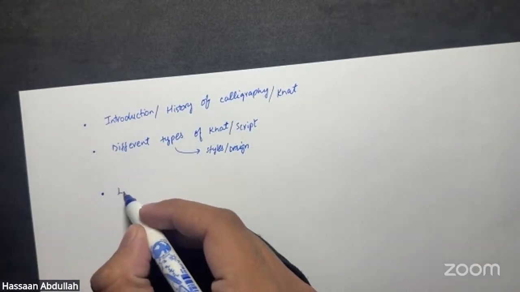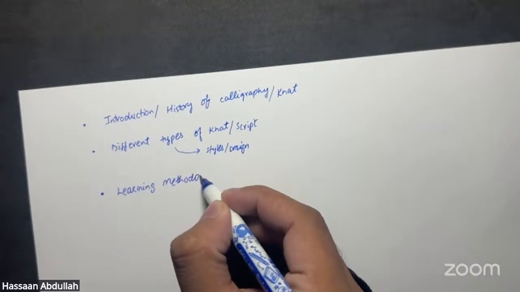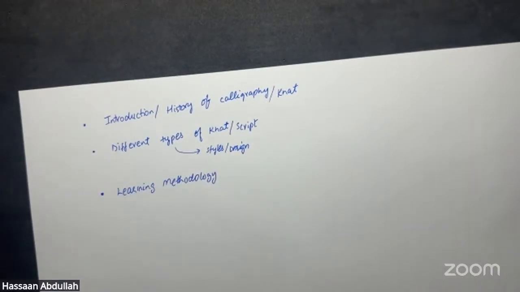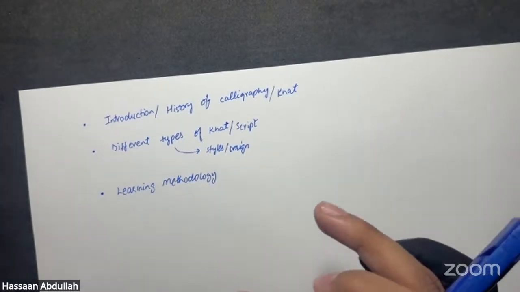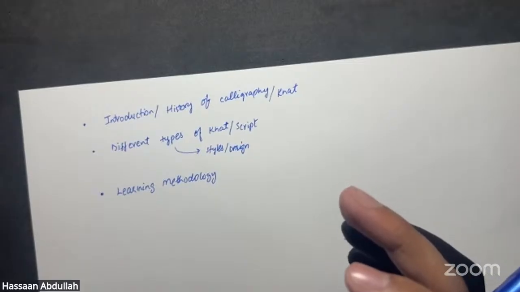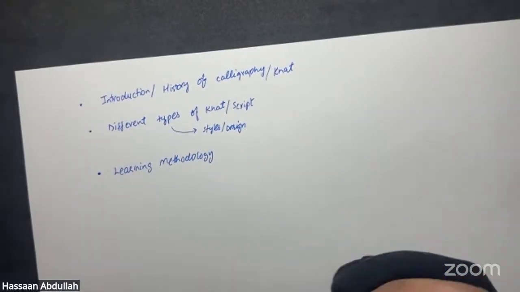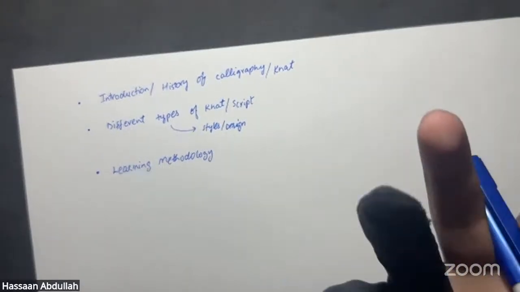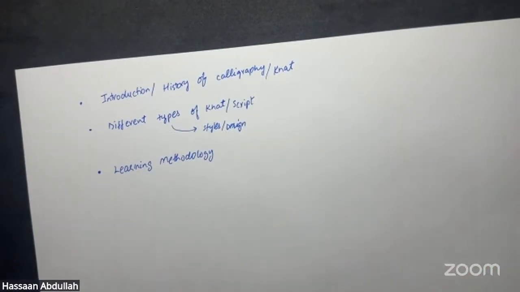Then the other important thing for calligraphy is learning methodology. Like for every other discipline, all the proper disciplines that exist in today's world have a proper learning methodology that is established by their masters, their senior teachers. So calligraphy is also like that. It has a proper learning system that is built by the master, on how we are going to learn it. That is very important, and we need to know what it is and how we are going to do it in our course as well.